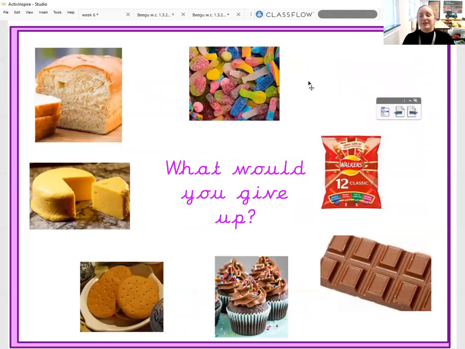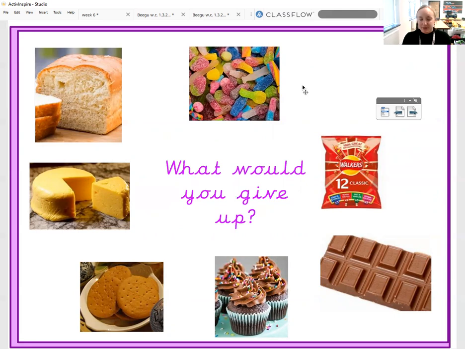So I want you to have a little think then. If you had to give something up for Lent, what would you give up? So I will let you into a little secret. I've given up 3 items for Lent this year, and I'm already finding it very, very tricky. So I've given up sweets because I absolutely love sweets, so I'm finding that really hard. I've also given up cheese, which is just awful because I put cheese on everything. I have cheese sandwiches, I have cheesy pasta, so it makes me very sad that I can't have cheese. And I've also given myself an extra challenge to give up chocolate, okay? So these 3 things are what I have given up.